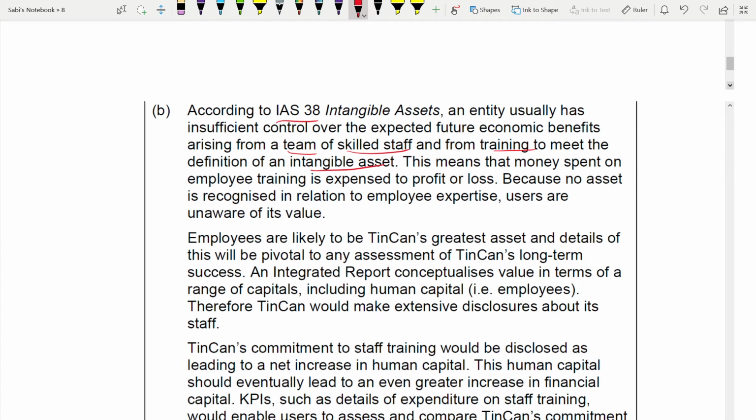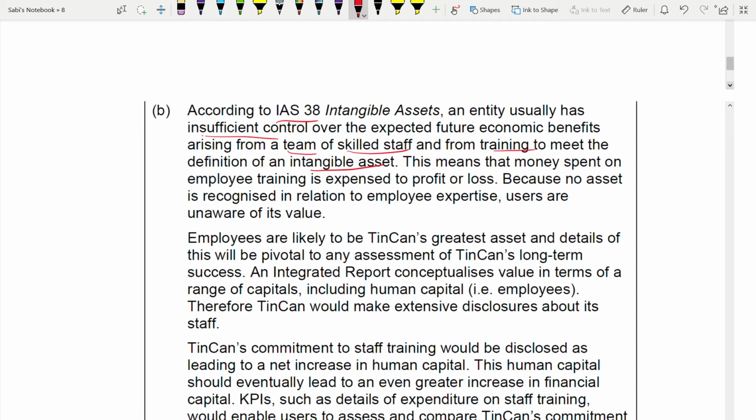So according to IAS 38, first of all, you have to determine whether you can define it as an intangible asset or not. They have insufficient control. They do not have much control over the team or the skilled staff, even though they are going to receive benefit out of it. Why? Tomorrow the staff can go to your competitor, right? Leave you and go. So that's why it does not meet the definition of an intangible asset.